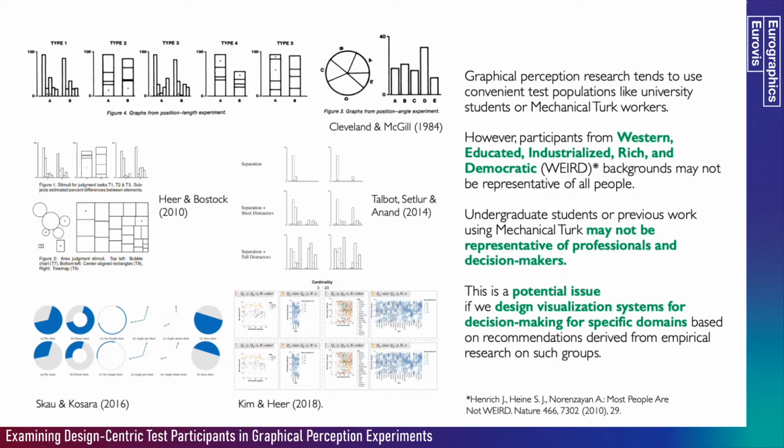This is a potential issue if we design visualization systems for decision-making for specific domains based on recommendations derived from empirical research on such groups. So it's part of the impetus of our research here in this paper that student populations commonly used as research participants in visualization research may not be representative of the larger population, or in our case, of decision makers specifically.